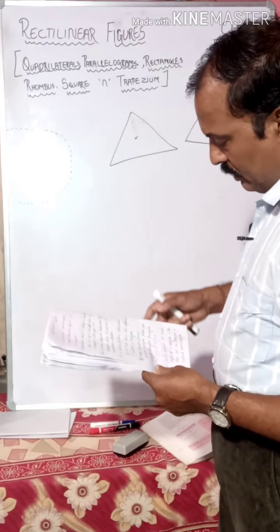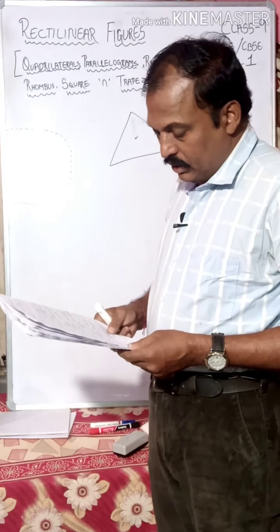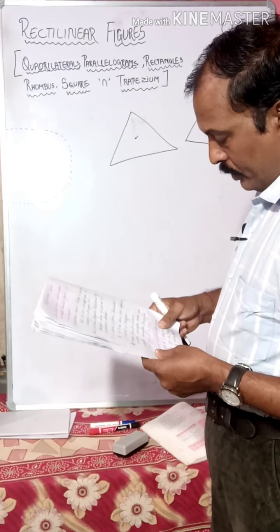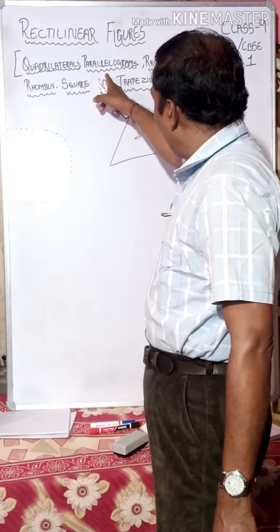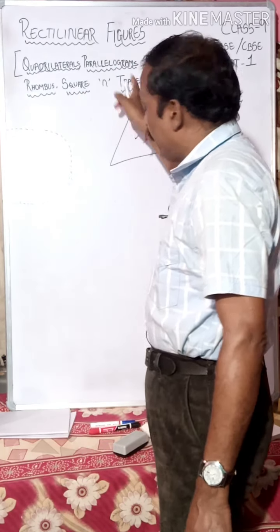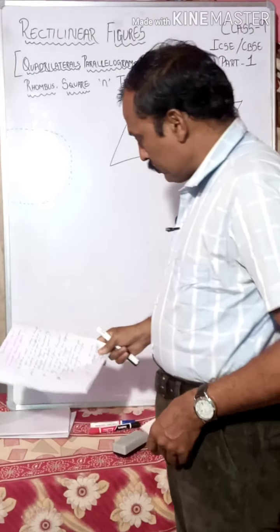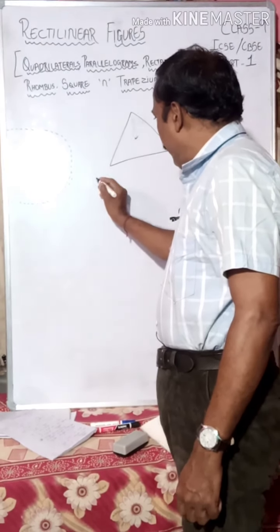This is the definition: a closed figure bounded by line segments is called a rectilinear figure. So what are the rectilinear figures? Quadrilateral, parallelogram, rectangle, rhombus, square, triangle, all are rectilinear figures. This is the triangle.